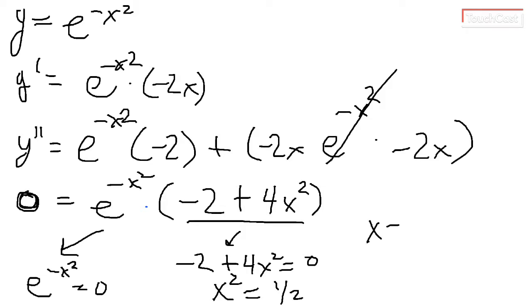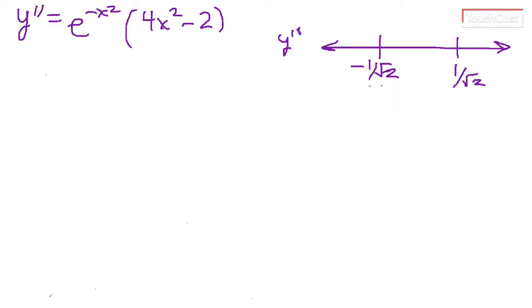So I know that x is equal to positive or negative 1 over the square root of 2. So those are two possible locations for critical points. What I need to do is make a sign chart, a number line chart, and make sure that y double prime actually changes sign at those two values. So I've made a number line chart with my two zero values marked on it. My question is, what's the sign of my second derivative on each of those three intervals?